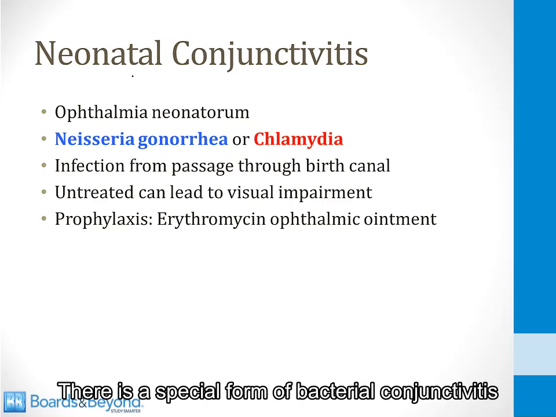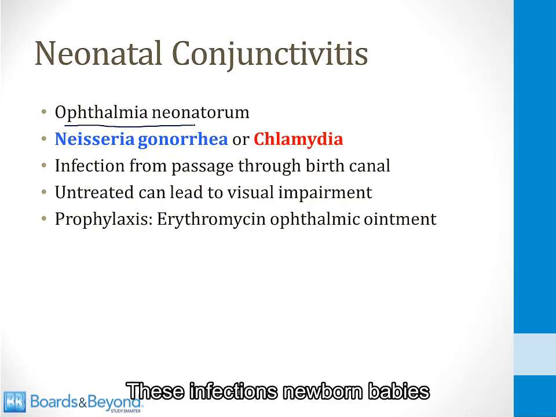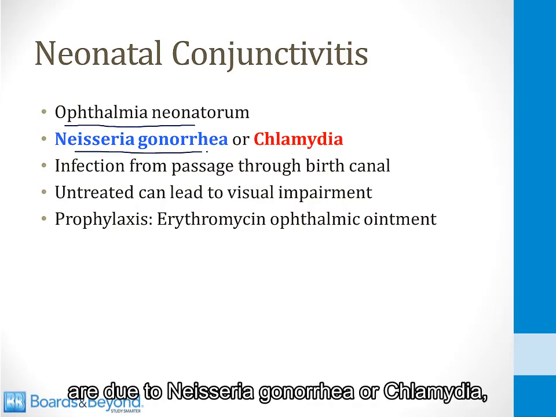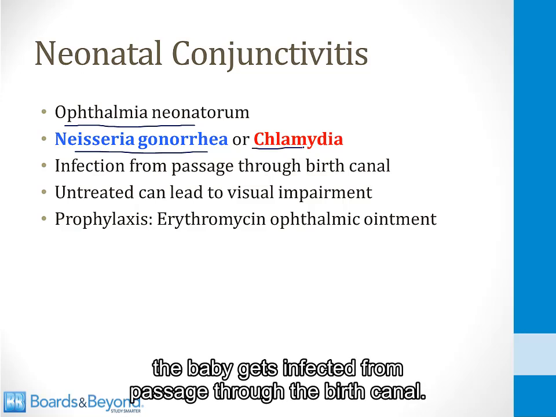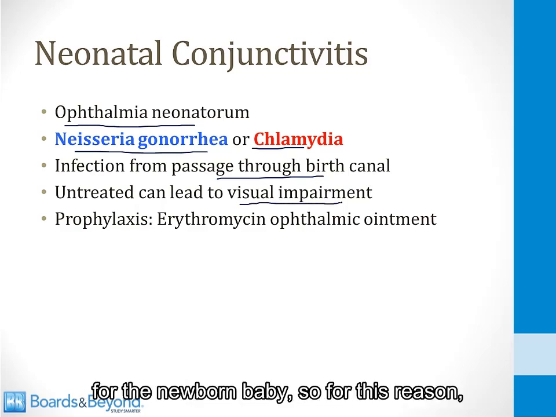There is a special form of bacterial conjunctivitis that can occur in newborn babies. This is called neonatal conjunctivitis or ophthalmia neonatorum. These infections in newborn babies are due to Neisseria gonorrhea or chlamydia. The baby gets infected from passage through the birth canal, and if left untreated, this can lead to permanent visual impairment for the newborn baby.